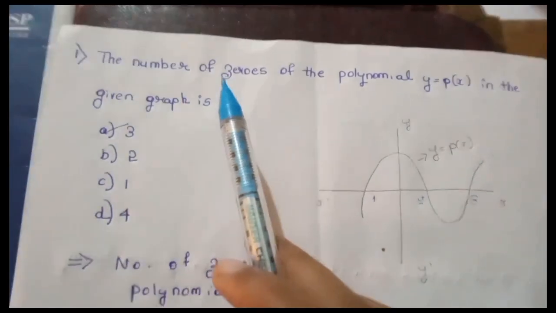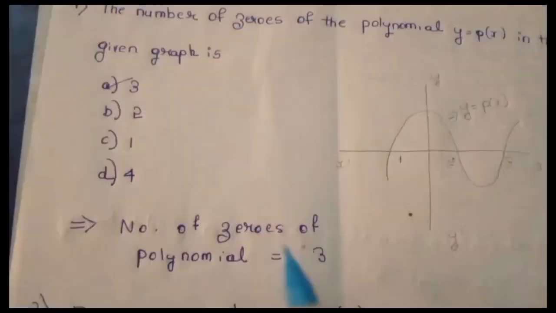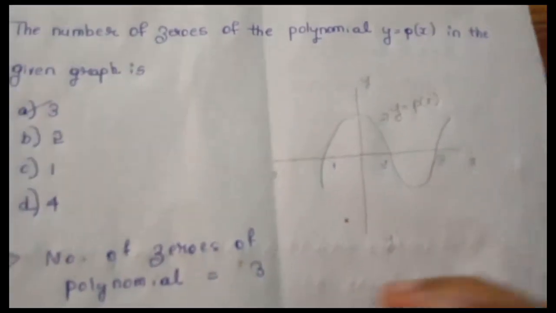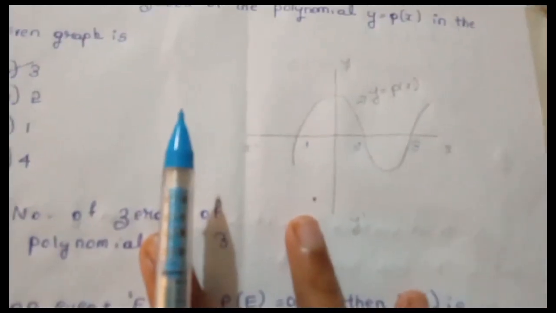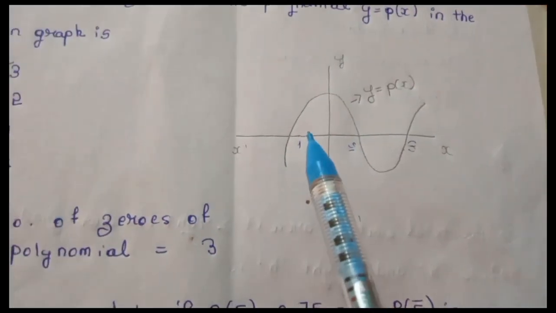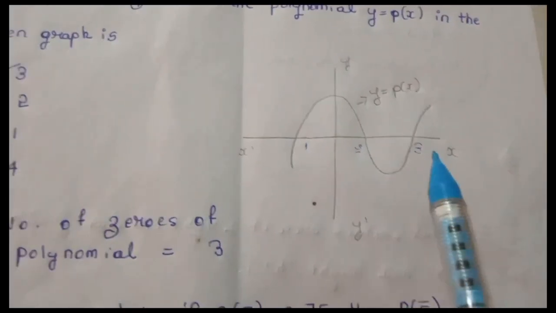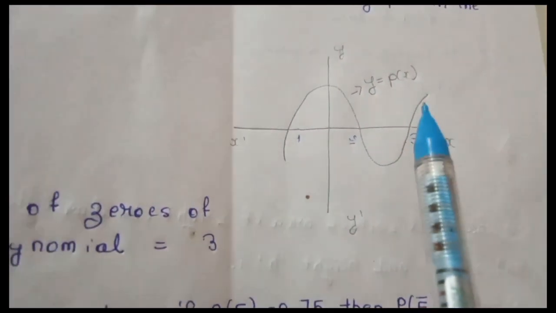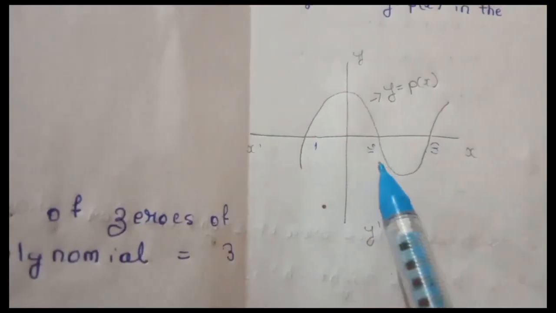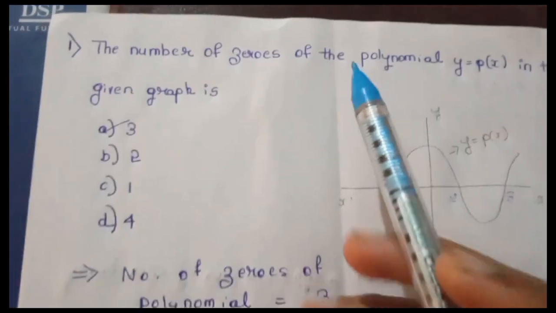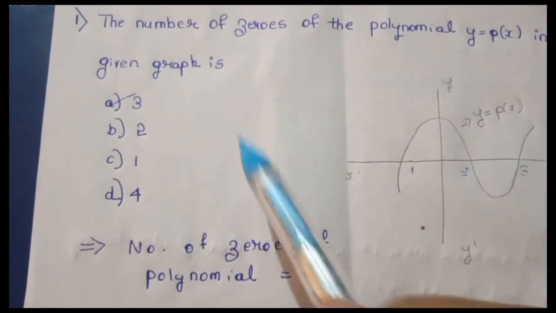So the number of zeros is nothing but the number of times this graph cuts the x-axis. From the figure we can see that it cuts the x-axis here one time, here two times, and here the third time. So this graph cuts the x-axis 3 times. Therefore the number of zeros of the polynomial is 3.